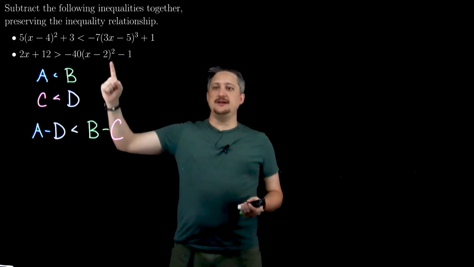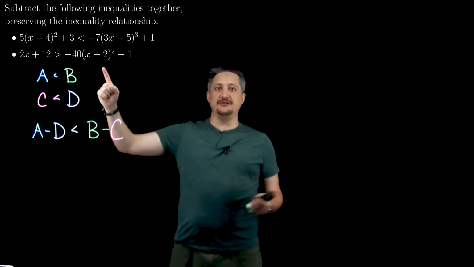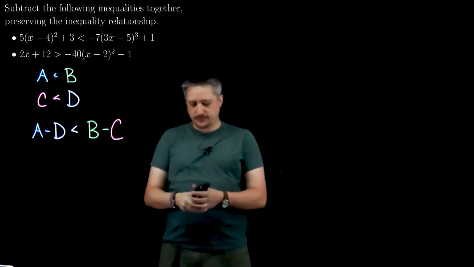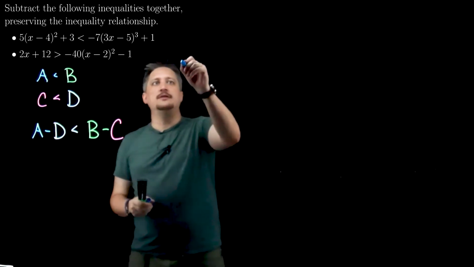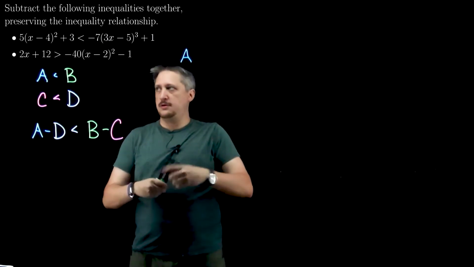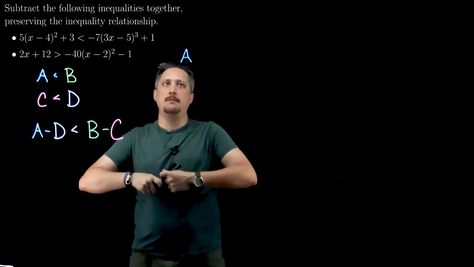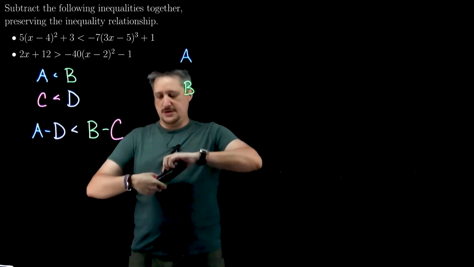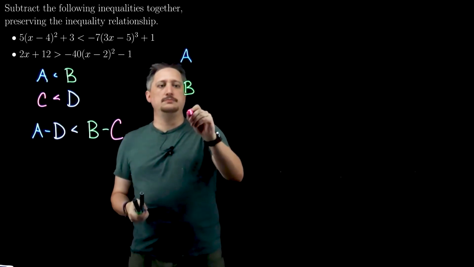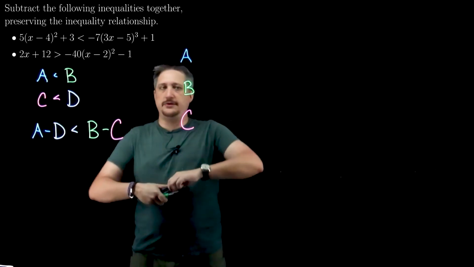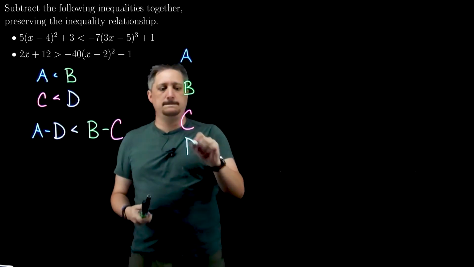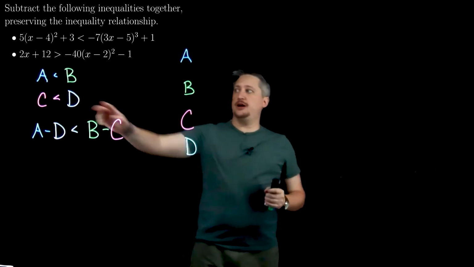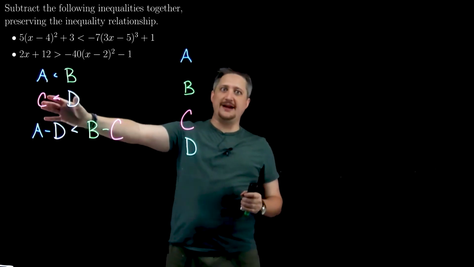Okay. And now that I know the relationship I'm after, I'm going to write out the A, B, C, and D, and assign each of them exactly one of these expressions, and then I can just fill in. So I'm going to have A, B, C, and D.